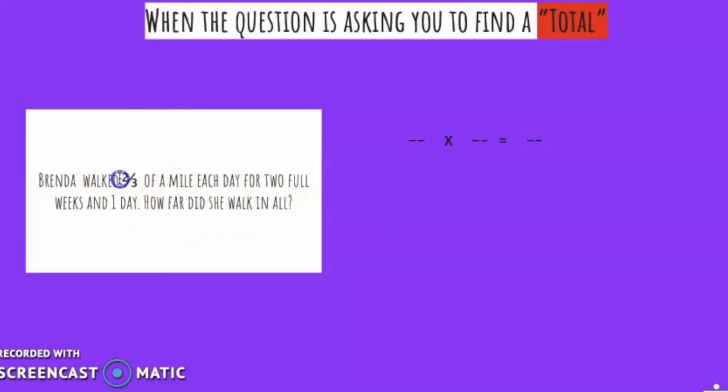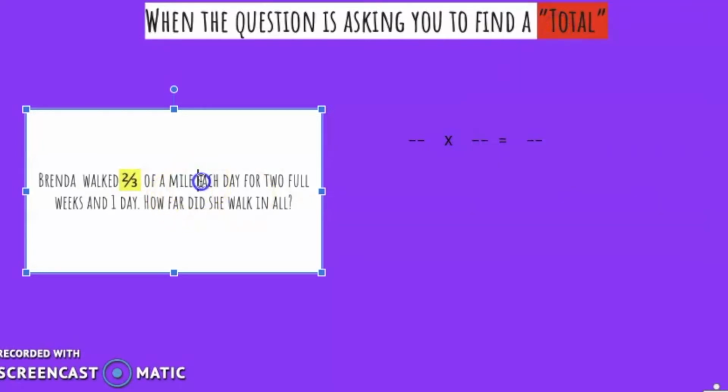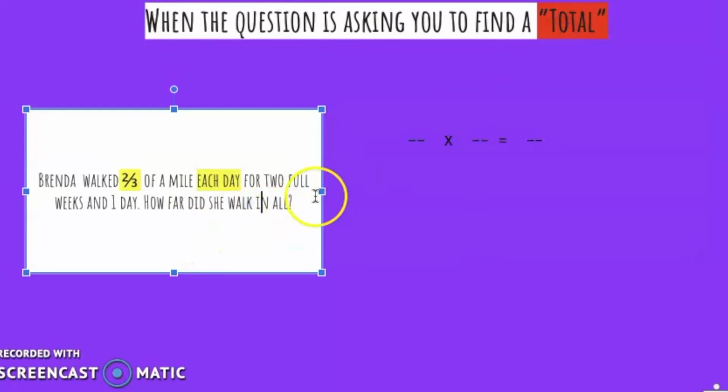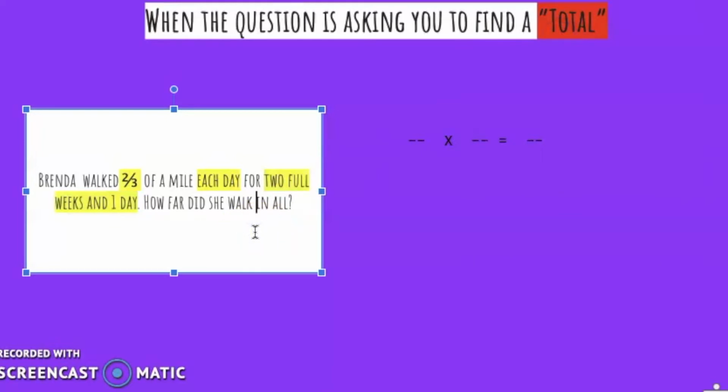Well, I know that she walked 2/3 of a mile each day. So that's an important piece of information that you would either underline or circle. And she walked 2 full weeks and a day. So that's also important because not only did she walk 2 full weeks, she walked an additional day after that. So the question is asking me, how far did she walk in all?